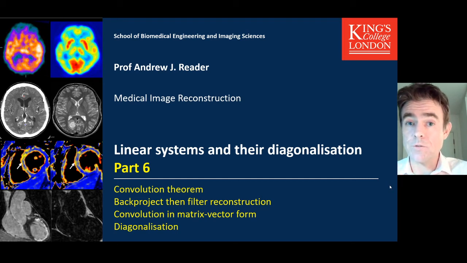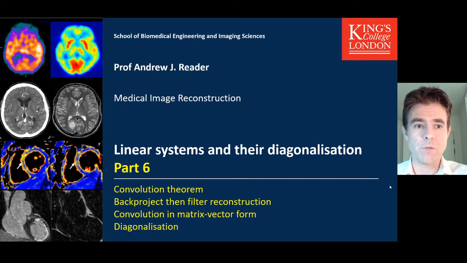This is part 6 of the lecture, Linear Systems and their Diagonalisation. So here we'll go through the convolution theorem, which leads to a first reconstruction methodology for the backprojected PET data that we've looked at in previous parts of this lecture. Then we'll look at convolution in matrix vector form and then show how the Fourier transform nicely diagonalises the convolution matrix.